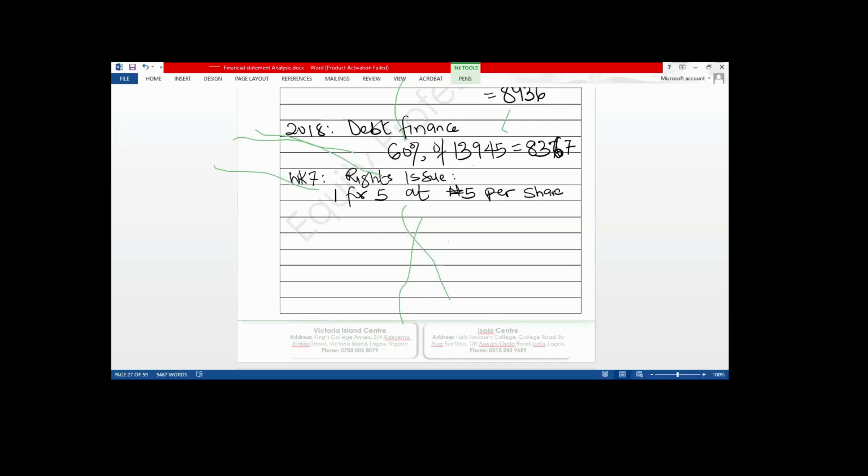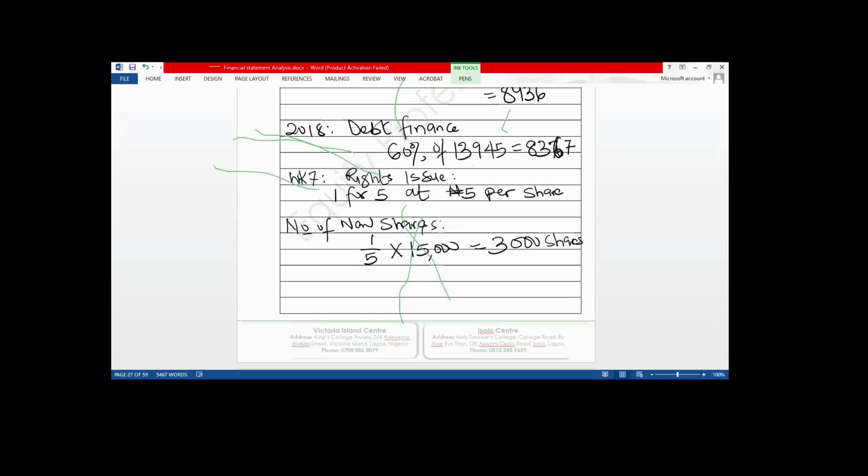So the question is, how many new shares will this company issue under the rights issue? 3,000. Thank you. Number of new shares, let's show the working. That becomes 1 over 5 multiplied by existing shares, 15,000. That means 3,000 new shares will be issued at 5 naira per share.